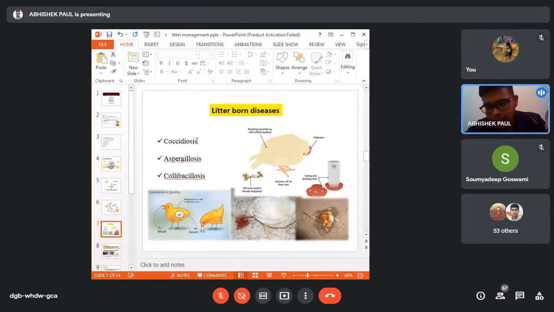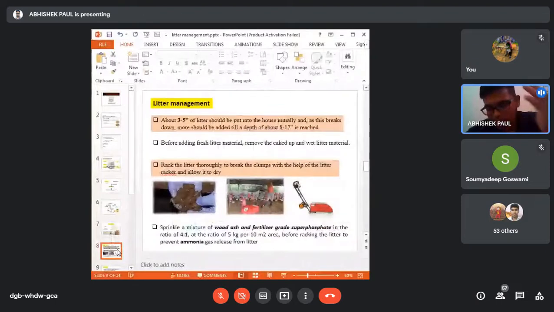Coccidiosis is a protozoal disease. In the next year it will be discussed, what is protozoa and what is fungus. For the time being, you just remember coccidiosis, aspergillosis, and colibacillosis. Then the litter management. Litter management means you need to do raking at least once a week. Remember. Then how to test the quality of the litter?